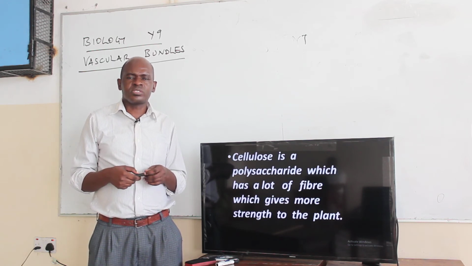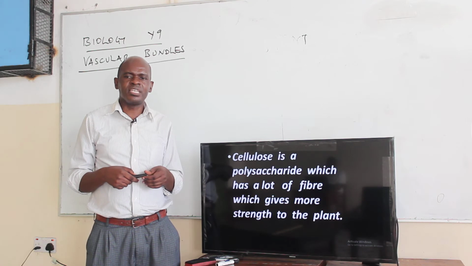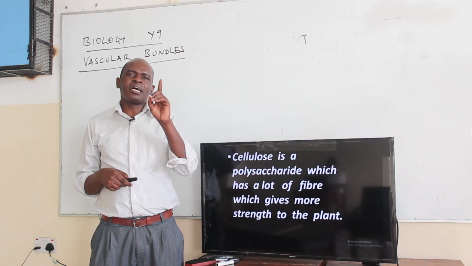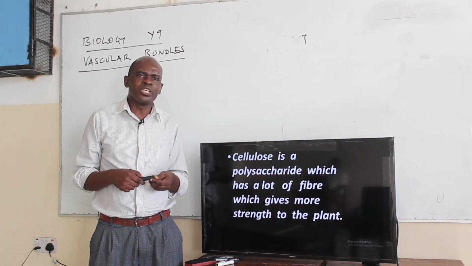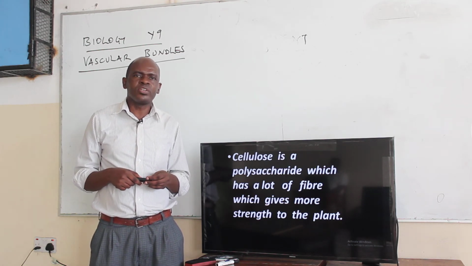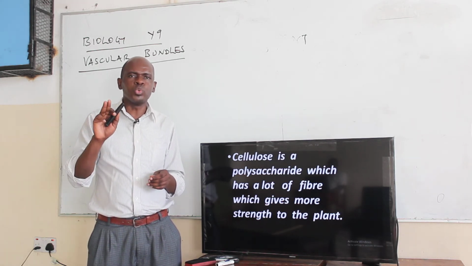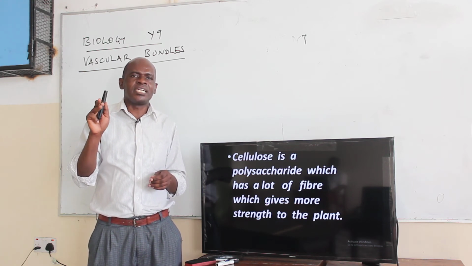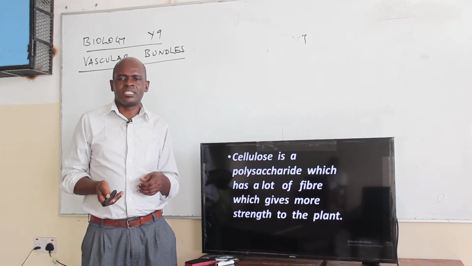Now the cellulose in these walls is actually a saccharide. This one has a lot of fiber and it gives extra strength to the plant. So if an examiner asks you to name the structural materials that are found in the wall of the xylem, there are two. We have lignin and cellulose. Lignin and cellulose are the strengthening materials in the walls of the xylem.